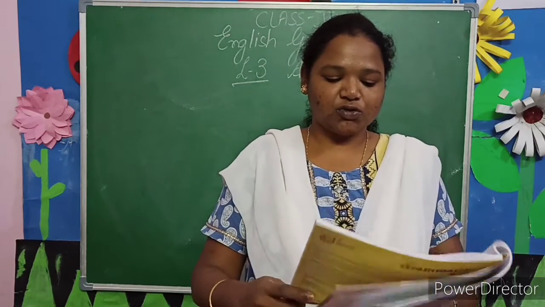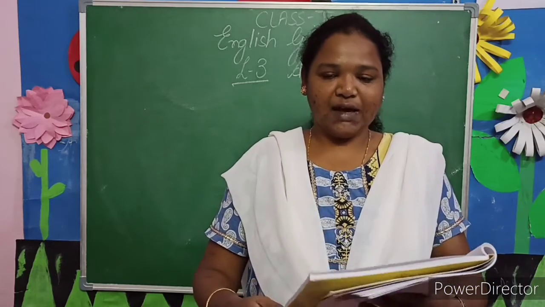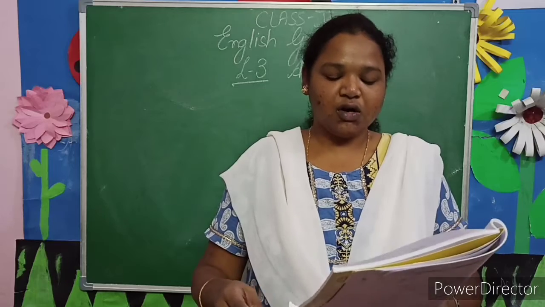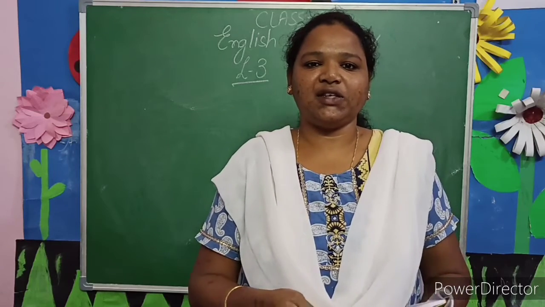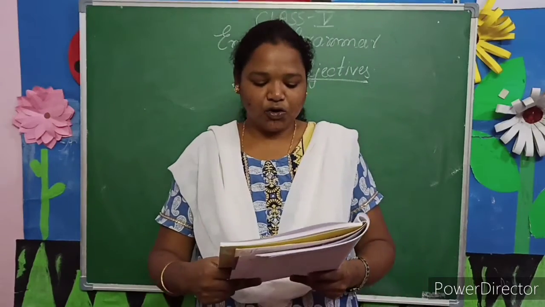Okay, so based on the flow chart, state the type of adjectives given below. One has been done for you. Exercise G on page number 23. They have given some adjectives, and we have to tell what type of adjectives they are, based on the flow chart.